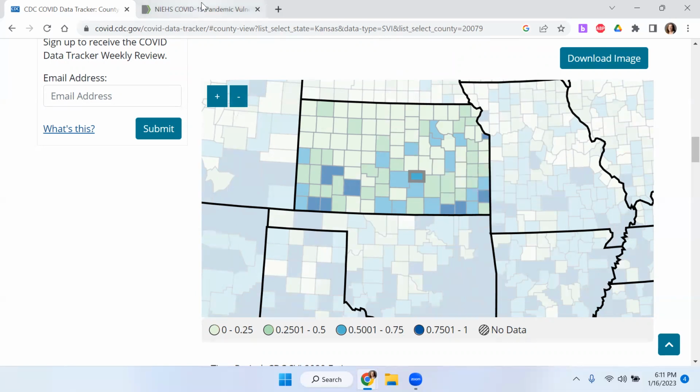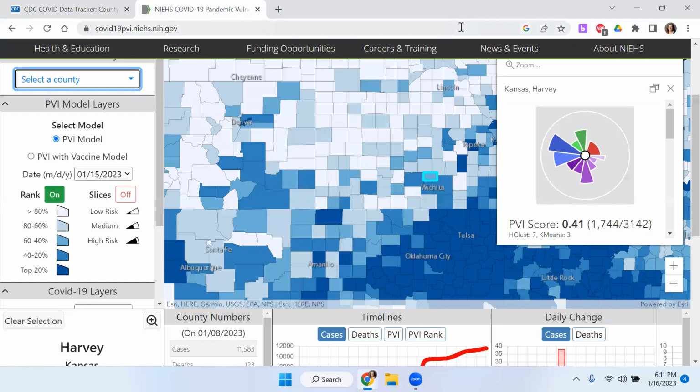I want to flip over real quick to another similar index, the Pandemic Vulnerability Index. You see this comes from the NIH, and you can find your own community's Pandemic Vulnerability Index by going to this website. Type in your county name. I typed in again Harvey County. There we are. And this breaks us down again by census tract. It's about as fine of information as we can get.